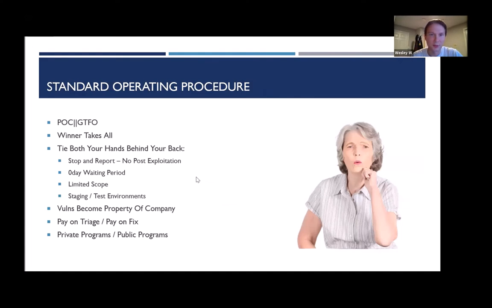And so that ties into this, which I think is probably the most important description of the standard operating procedure.